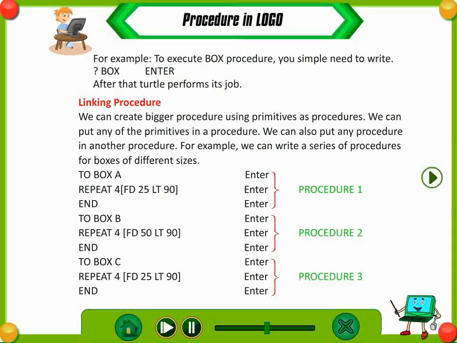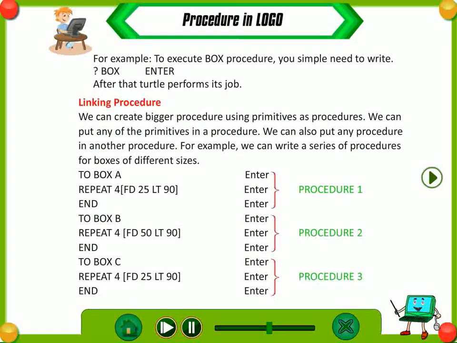Linking procedure. We can create a bigger procedure using primitives as procedures. We can put any of the primitives in a procedure. We can also put any procedure in another procedure. For example, we can write a series of procedures for boxes of different sizes.